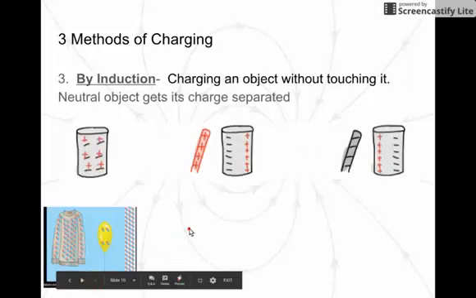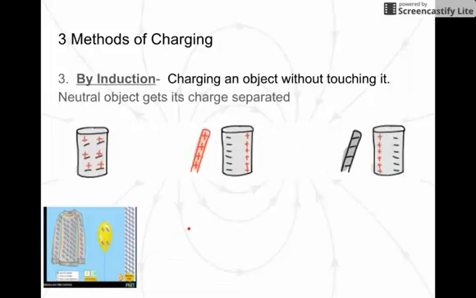The third method to charge an object is by induction. Here the objects get charged, but they're not touching one another. Here we have a can, it's neutral: positive, negative, positive, negative, positive, negative. They all cancel one another, so it's a neutral object. If we bring next to it a charged object, here this rod is positively charged, the charges start to separate in our can. The negatives get pushed towards the surface that's next to the positive. The positive charges get repelled or pushed away.